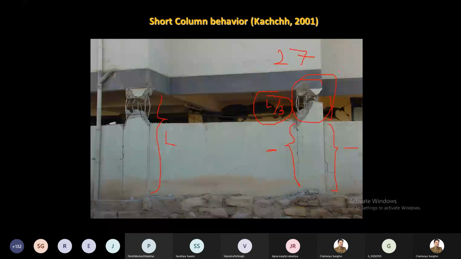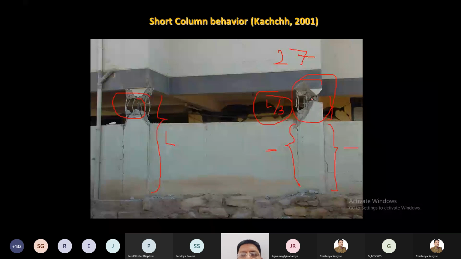So it will become stiff. And when it becomes stiff, it attracts 27 times force. And I think this is the result. I'm not saying this is the only reason, but here the detailing is also very poor. I think the closed stirrups we required at the top and bottom of the column are not provided.